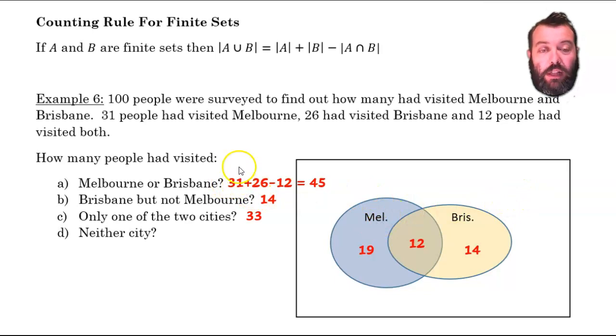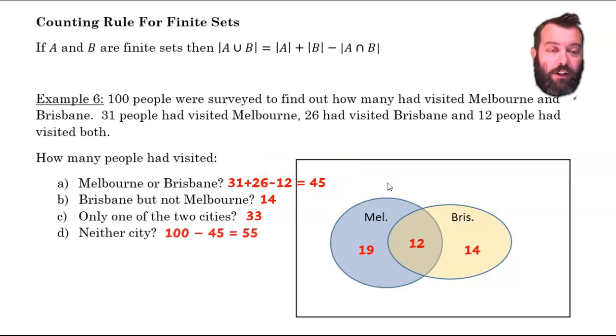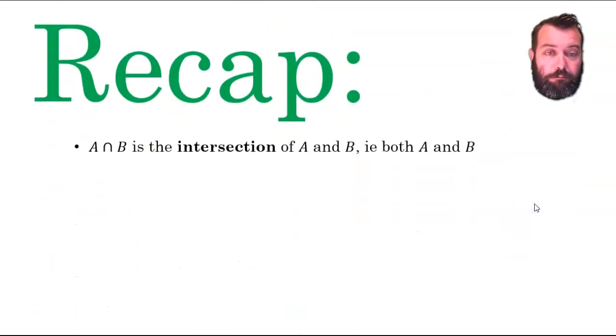And neither city. So that is going to be the complement of the first one here. So it's 100 minus 45. 55 people have been to neither. So there we go. We've used a Venn diagram as well as this counting rule to solve a problem there.